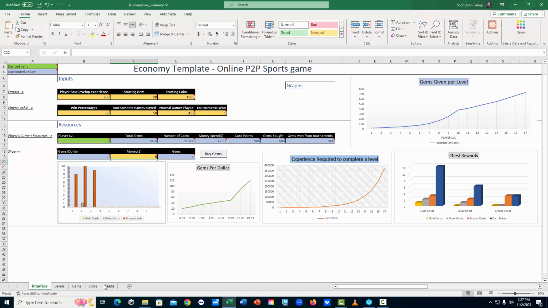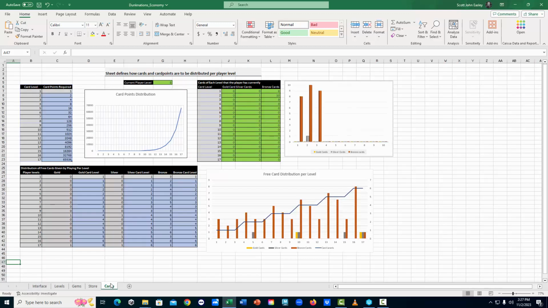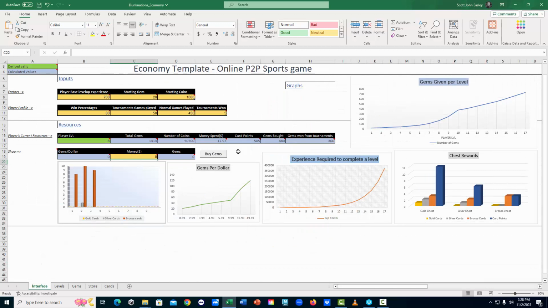This is the economy of a sports game that we have developed. I have developed the cards tab, and I'm going to show how this cards tab works and how the economy can be used for any card-based games. At first, we have the interface, and here, according to the player level, we are calculating the card points. I've used the function SUMIFS for card points, which is using the cards tab to calculate how many total card points a player has at a particular level.